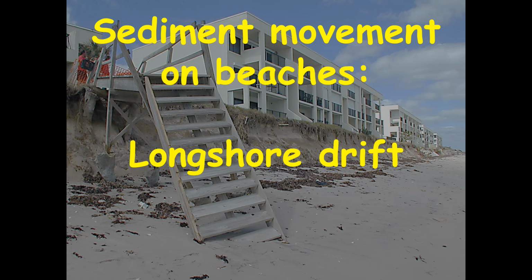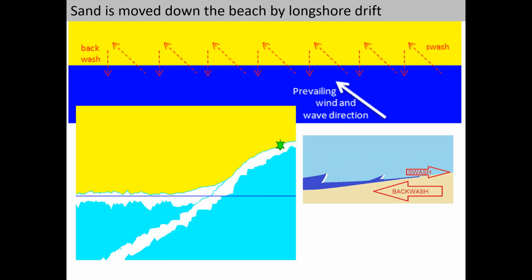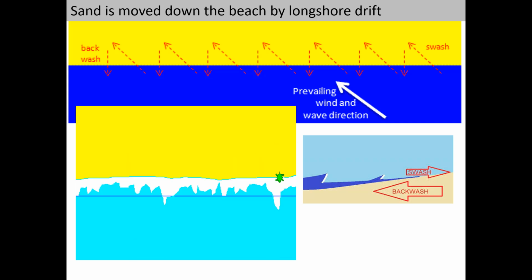Now, the sediment moved parallel to the shore dominantly occurs by a process called longshore drift. And longshore drift is something that happens right in the swash zone, the place where waves crash and that frothy water spills onto the beach and then returns under the pull of gravity back to the sea. So as that happens, here's a little cartoon happening here.